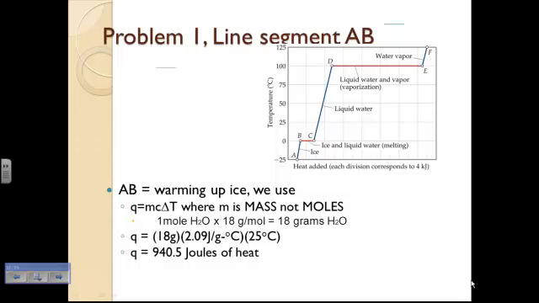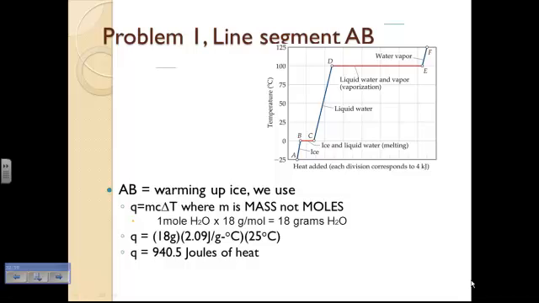Let's begin, and I gave you plenty of room to write down in the bottom of page 9. We're going to be working a total of 5 problems. The next series of consecutive slides is going to show one problem at a time. So let's begin taking a look at line segment AB. Remember where we are, from negative 25, warming it up to 0.